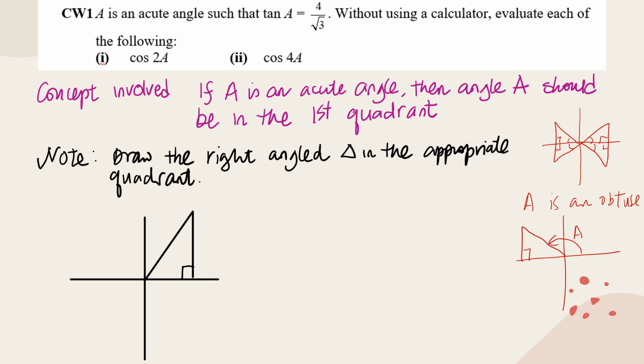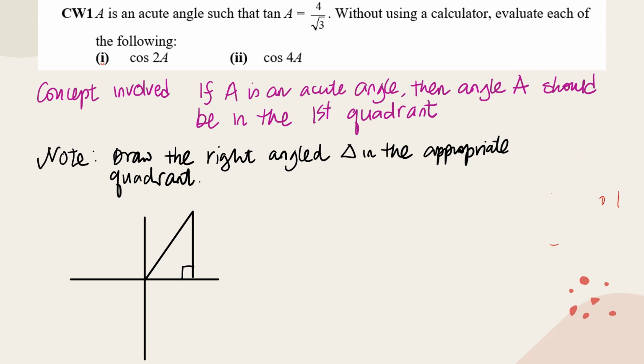Okay, right. So it's good practice that, even though A is an acute angle, you draw the diagrams using the 4 quadrants and not just simply draw a right angle triangle like that. All right. So the next step is just to label your angle A and then label all the 3 relevant sides, opposite, adjacent, hypotenuse, and then put in your ratio.